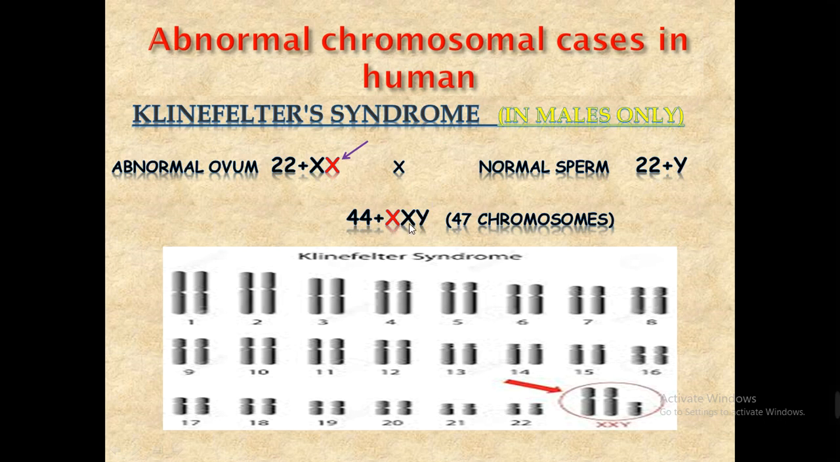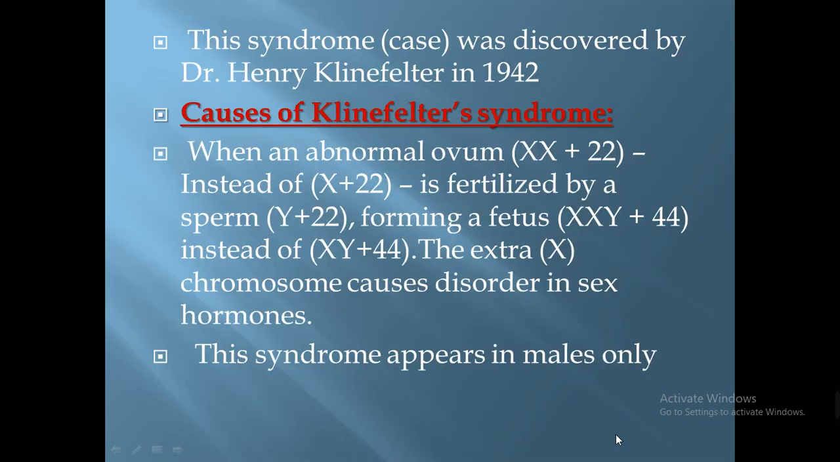44 plus XXY. So this extra X leads to formation of a different karyotype, which is formed from 47 chromosomes instead of 46 chromosomes. When we study the figure of this karyotype, the last pair of chromosomes is supposed to be XY only. So what is this? It's an extra X chromosome. Okay, this case is called Klinefelter syndrome, named after the scientist who discovered this case.